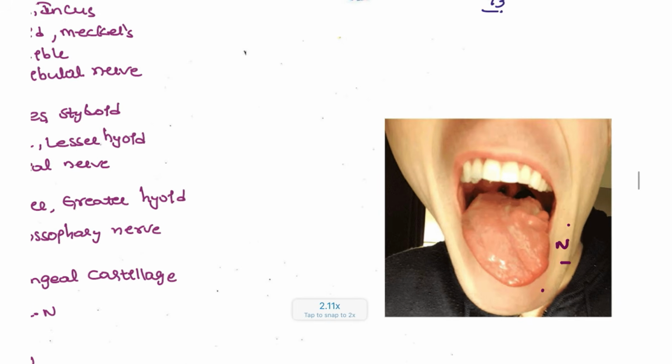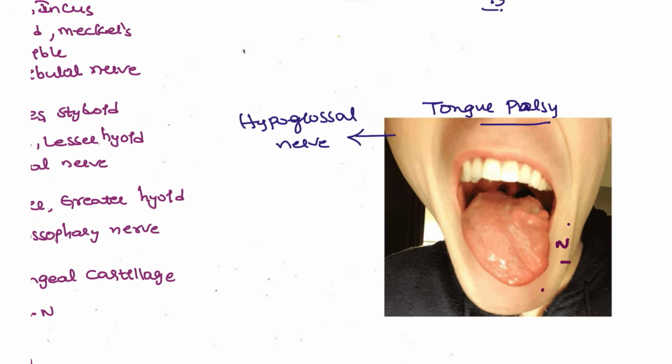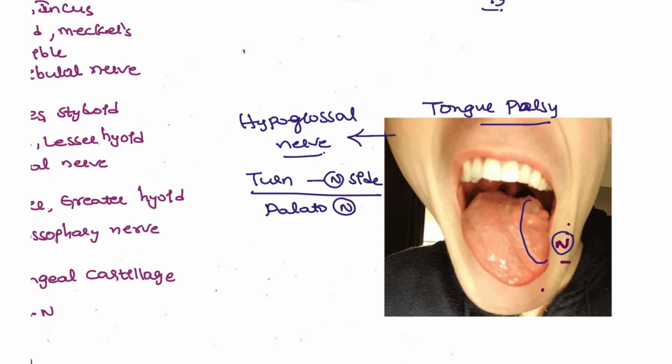Next, coming here, if you can observe what happened to this patient, this is tongue palsy. Tongue palsy, mostly the motor only, means this is palsy of the hypoglossal nerve, because all the muscles are supplied by the hypoglossal nerve. Which is the normal side? This is the normal side. So the tongue will be turned toward the normal side. Why? Because the palatoglossus is still normal, right? So the palatoglossus is still normal. That's why the tongue will be turning toward the normal side only.